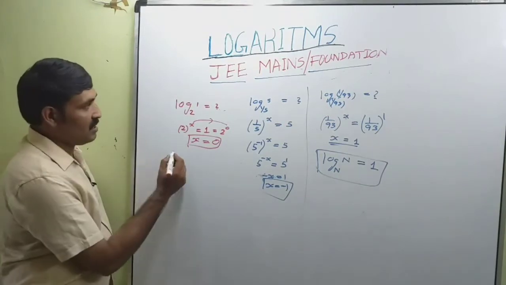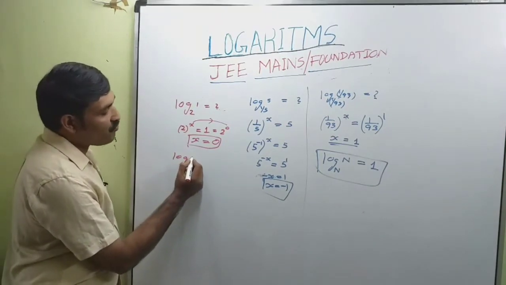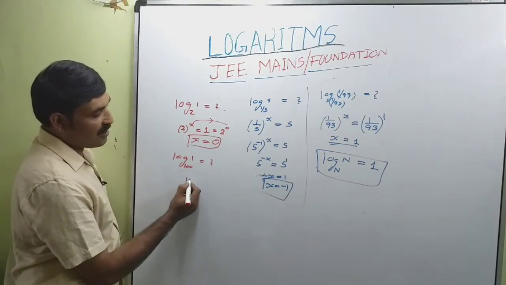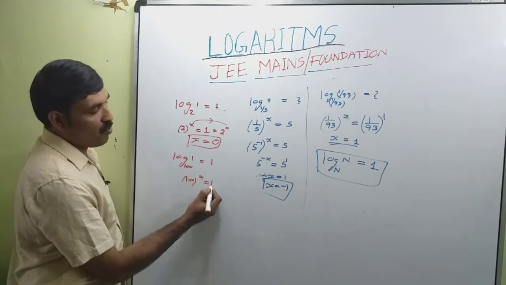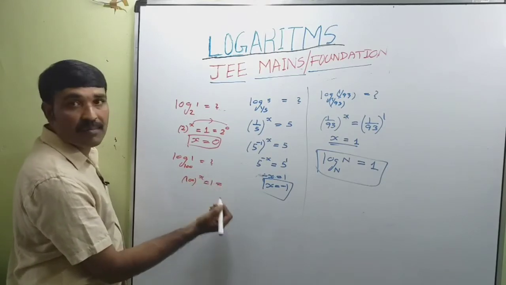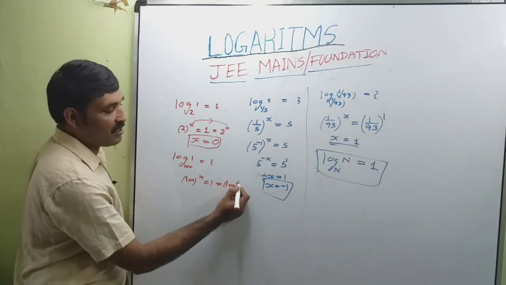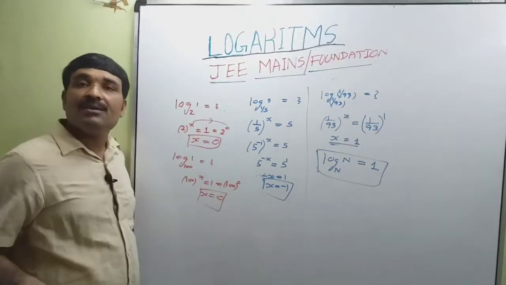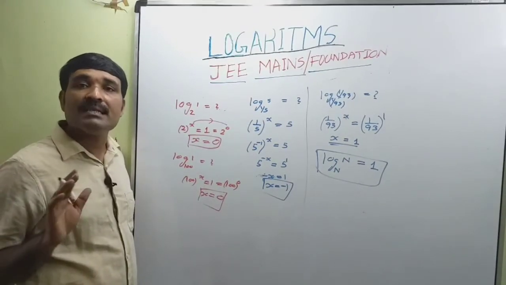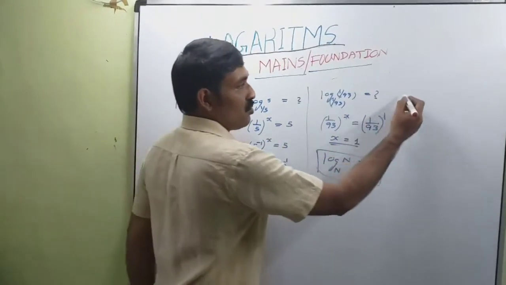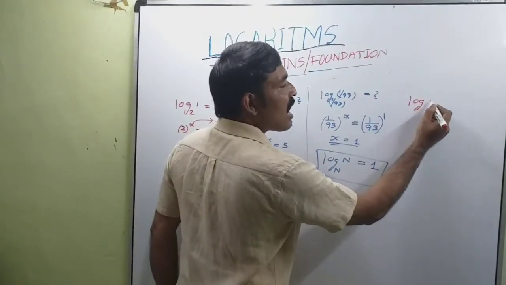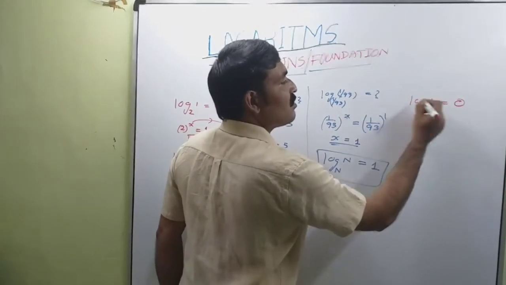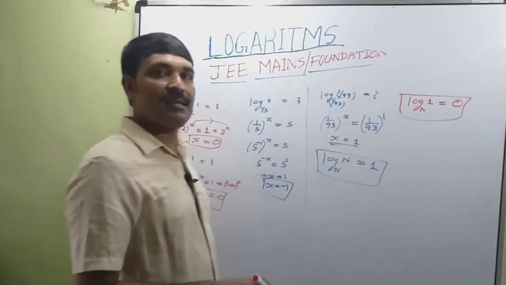Now consider another base, that is log of 1 to the base 100 is equal to question. This indicates 100 raised to x is equal to 1. That means 1 can be represented as 100 raised to 0, or x is equal to 0. So log of 1 to any base, the answer is always 0. So we can conclude log of 1 to any base n is equal to 0. This is a very important result.